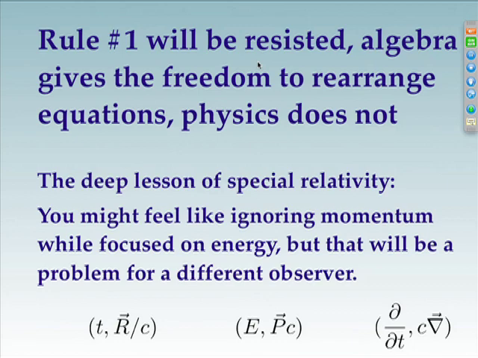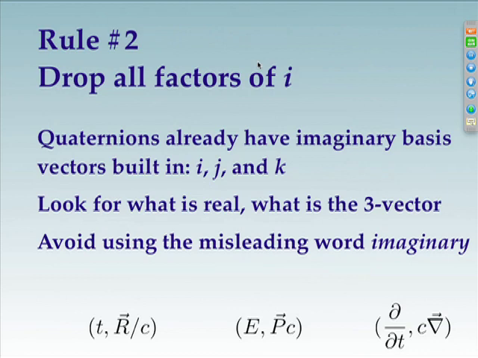Okay, rule number two is very easy, drop all factors of i. Factors of i are rather popular in quantum mechanics books, but because I'm using quaternions, it's got an i built in. It also has a j built in. It has a k built in. So it's nice to have these things built in. And what I do is I really no longer try and I stay away from the word imaginary. The word imaginary came about as an insult, right? That was when people were fighting over whether complex numbers should be used by anybody, okay? And as we know, complex numbers won out.